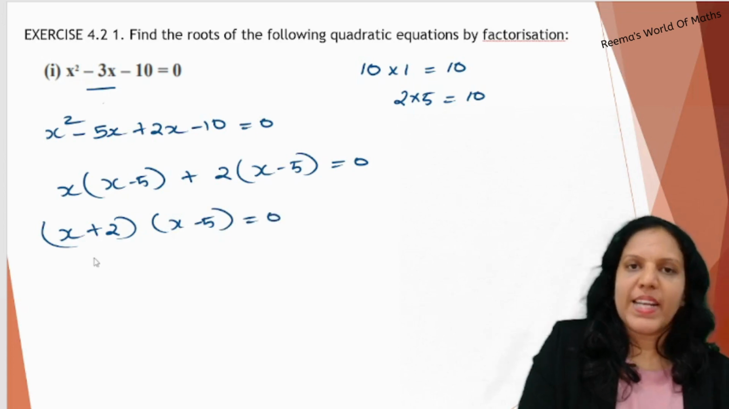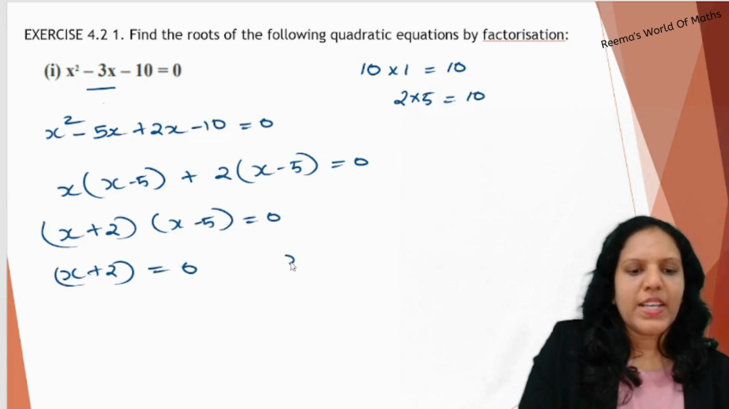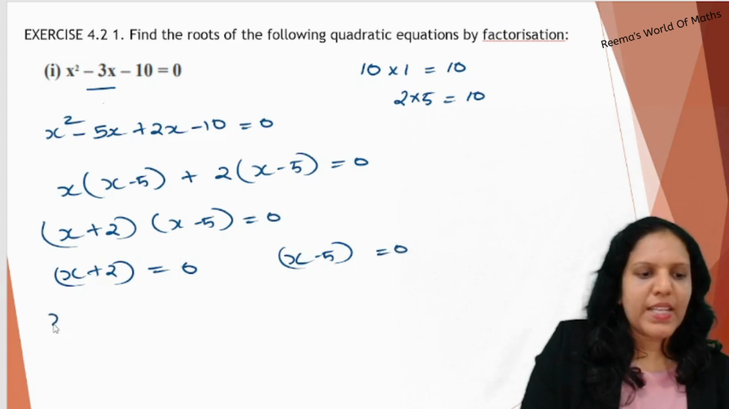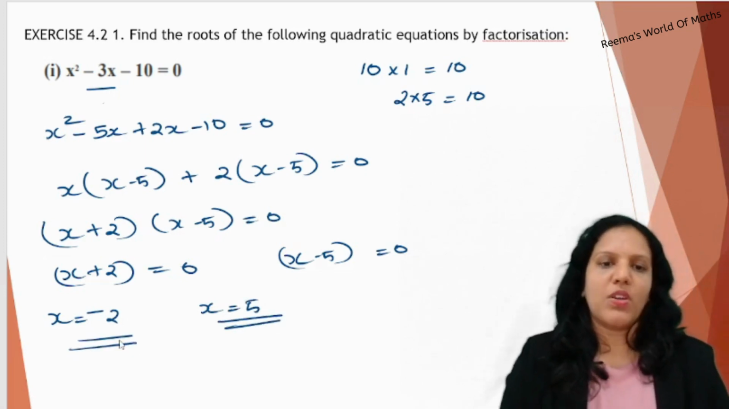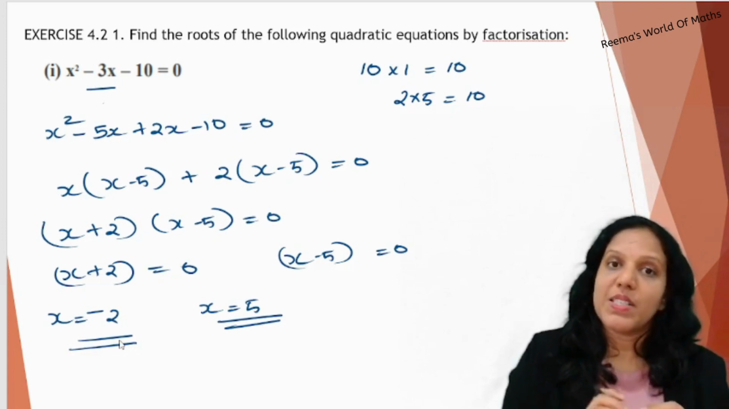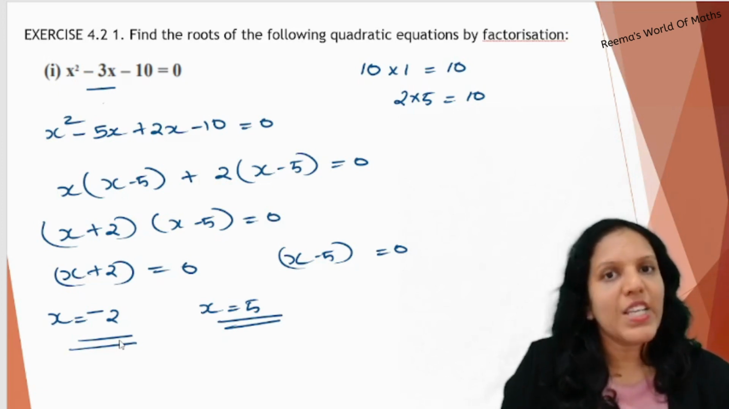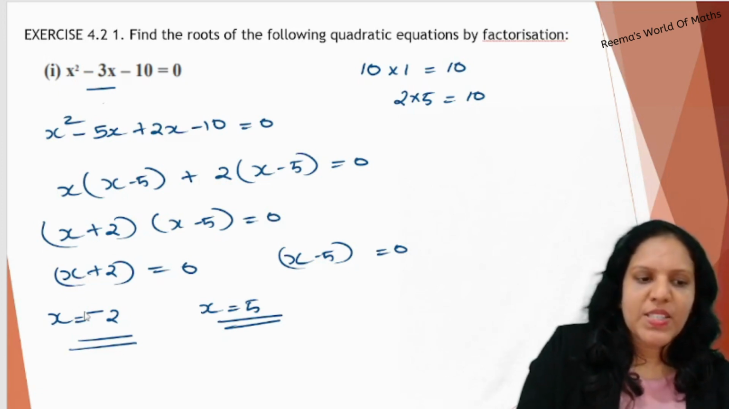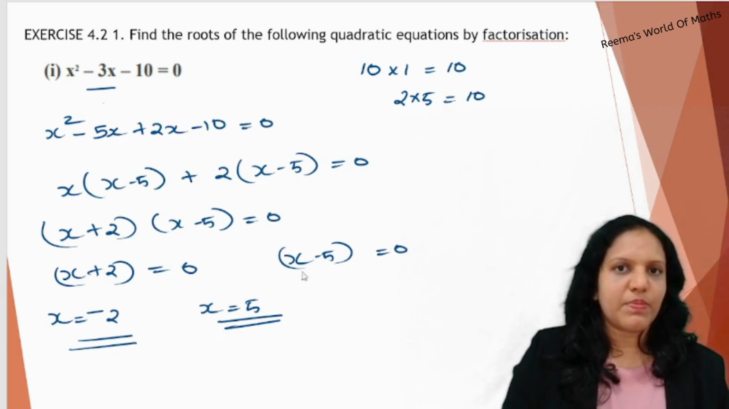In this case either x plus 2 equals 0 or x minus 5 equals 0. If x plus 2 equals 0, then x equals minus 2. If x minus 5 equals 0, then x equals 5. So these are the two solutions, the two roots of the quadratic equation. What we have done is split the middle term and then converted this quadratic equation into a product of two linear factors. So the roots of this equation are x equals minus 2 and x equals 5. Now let's see the next question.